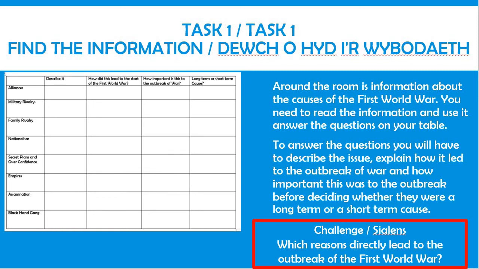I then want you to describe how important this was to the outbreak of the First World War. Was it a major factor in the outbreak of the First World War, or was it something that had less of an impact? Then lastly, I need you to be deciding whether it is a long-term or short-term cause. By a long-term cause, I mean something that had been going on for a number of years before the First World War.